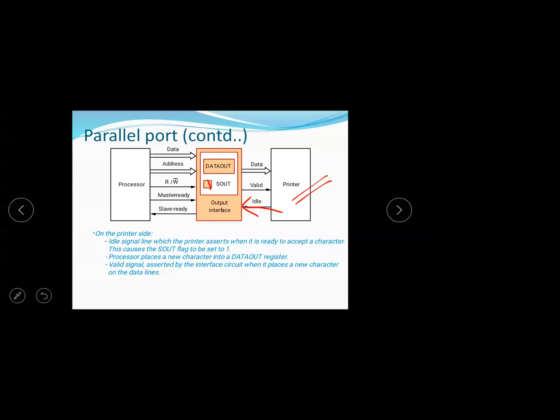The processor places a new character into the data out register. Okay, the processor is placing the new character through the data lines into the data out register. And then after receiving it in the data out register, the interface sends a valid signal, that is, a new character is placed in the data out register. Please print the data. The valid signal is accepted by the printer when the interface places a new character on the data line, and the character is printed on the paper. Okay, same.